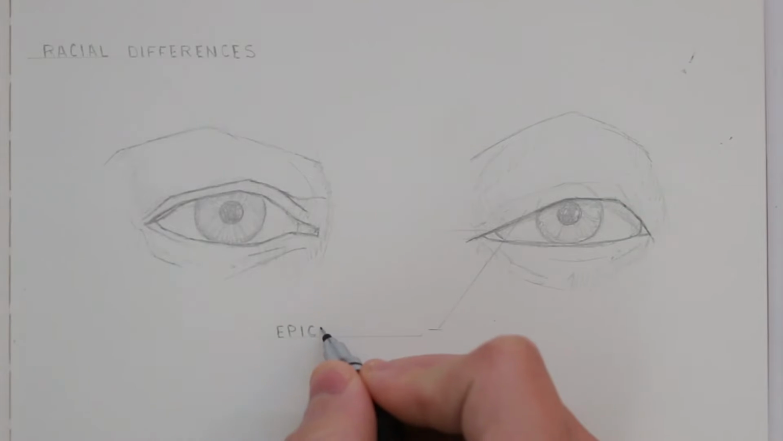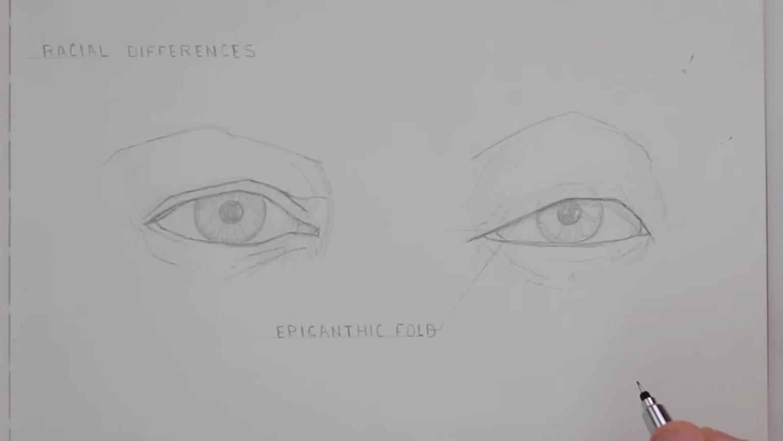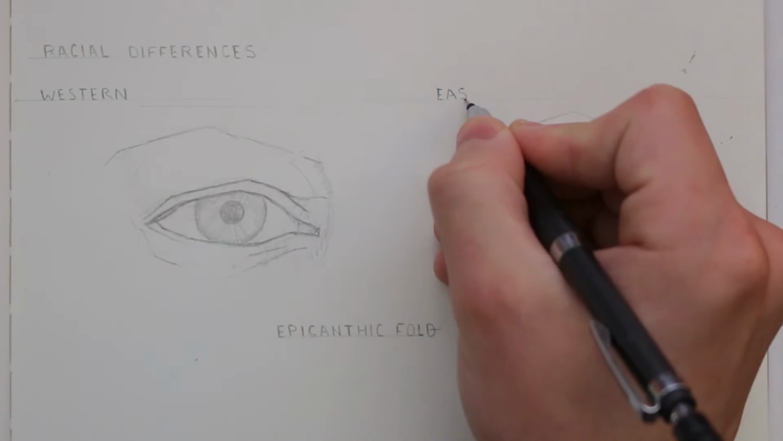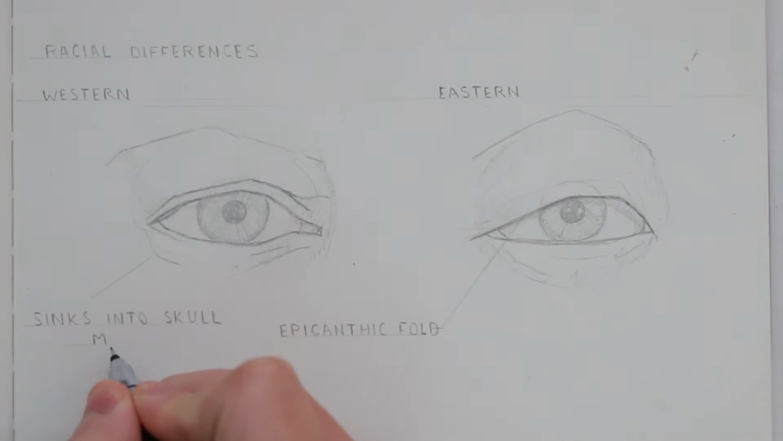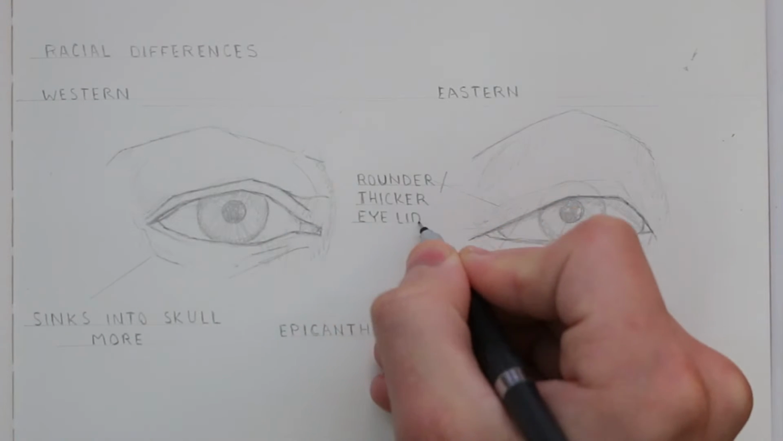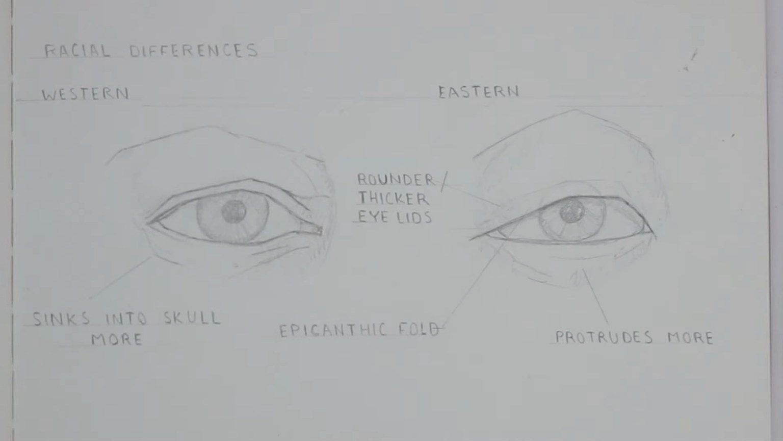Also, in regards to eyelids, there is one strongly defined characteristic of Eastern eyes which is referred to as the epicanthal fold, and you can see it here in this drawing. This is when part of the upper eyelid folds down and covers the inner corner of the eye. The bottom lid on the Eastern eye also seems to protrude more, looking puffier in comparison to Western eyes. Those are some standout differences to keep in mind when drawing the eyes.